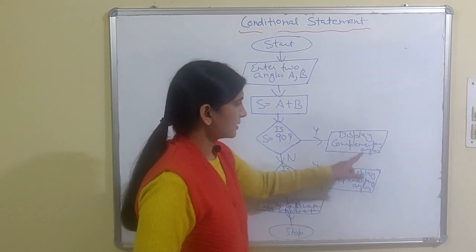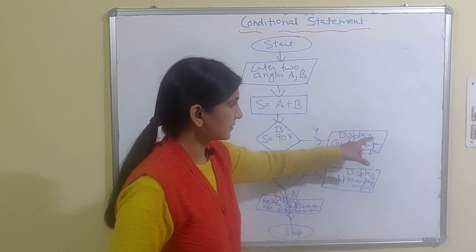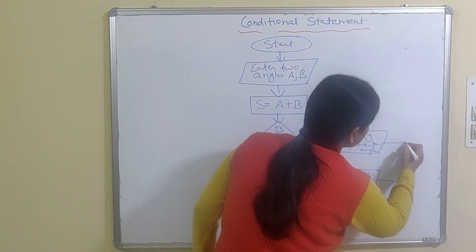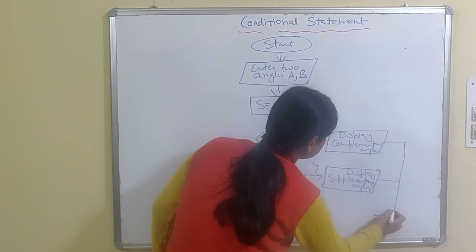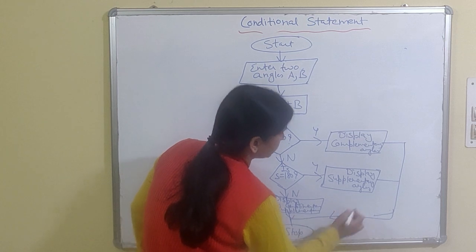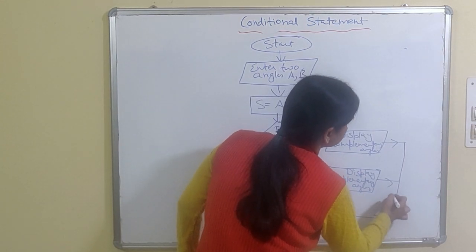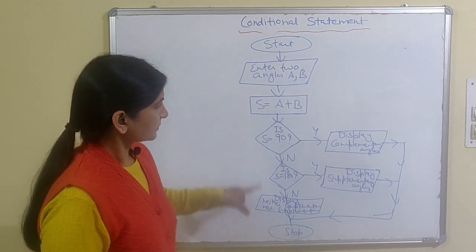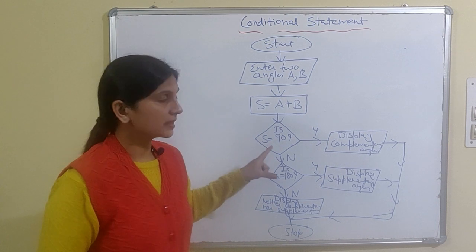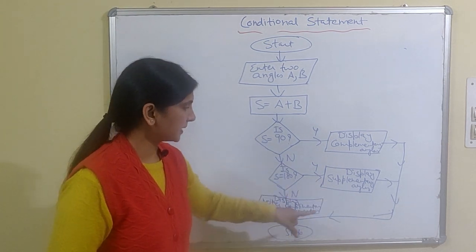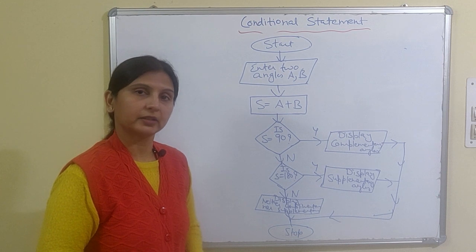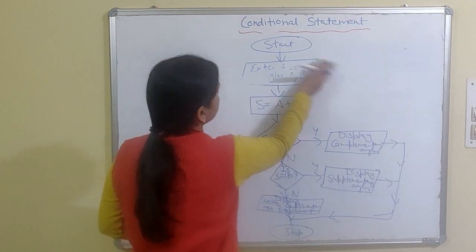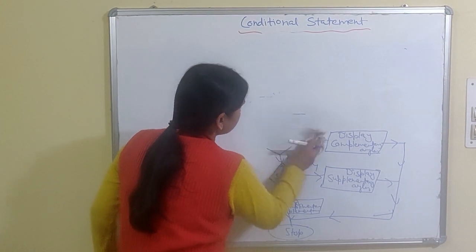And these two boxes you cannot leave as it is without connecting. So you need to connect these boxes with stop. Fine. So this is the flow chart to check whether the angles are complementary or supplementary or neither complementary nor supplementary. I hope it is clear. Now we will make the program. So let's make the program quickly.